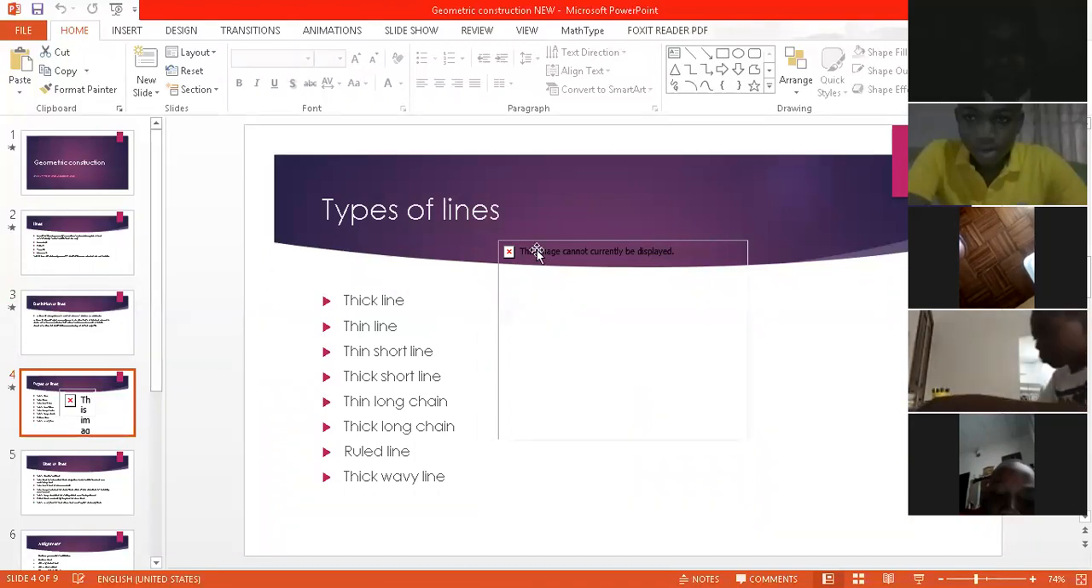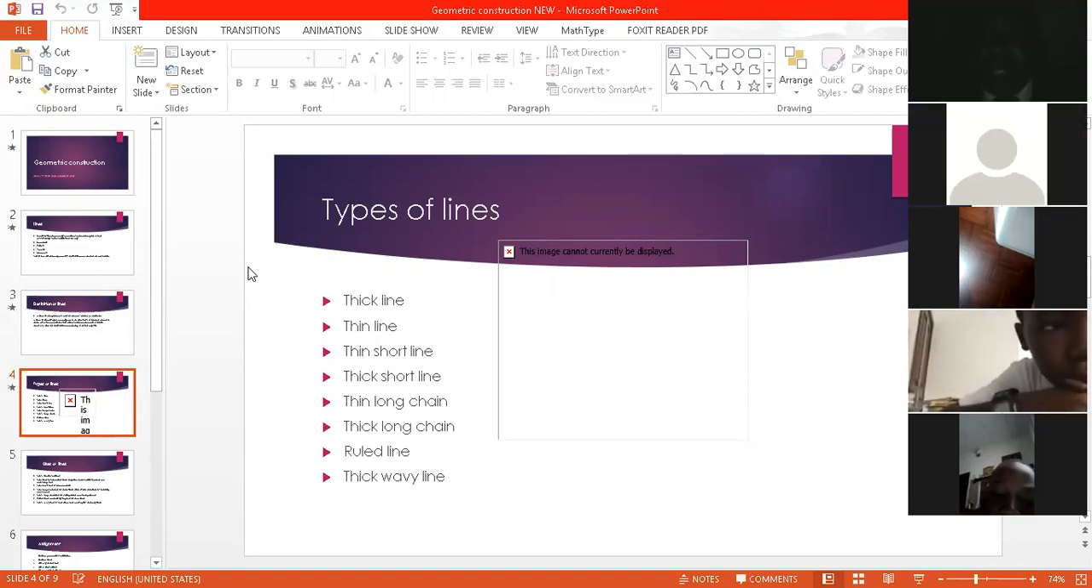Now, let's go to types of lines. We have so many types of lines, but the most common ones are the ones we are going to discuss today. First one is thick line. On the paper that you have, just draw a straight line and make it to be well pronounced. Draw a straight line, apply pressure on the pencil and make sure it appears thick. Then place it on the screen and let me see it.